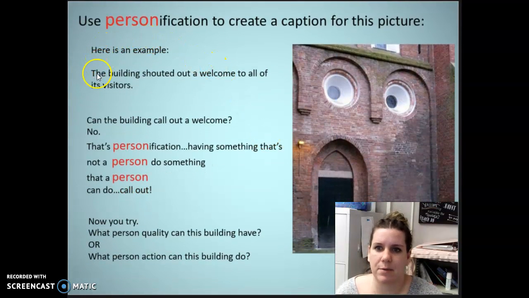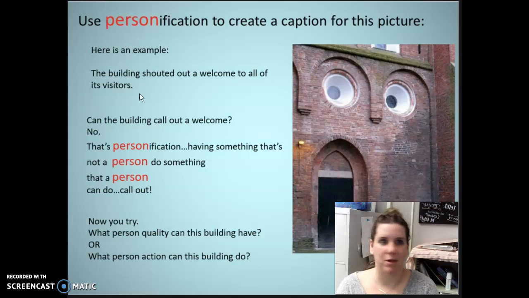Here's another example. It said, the building shouted out a welcome to all of its visitors. Obviously, buildings aren't shouting. So your building is your non-human object. Shouting is the personification, what it's doing that's actually a human quality. Can the building call out a welcome? No. That's personification, having something do what a person can do.